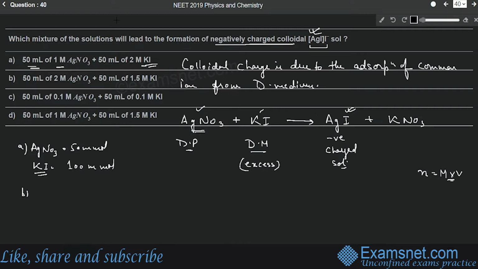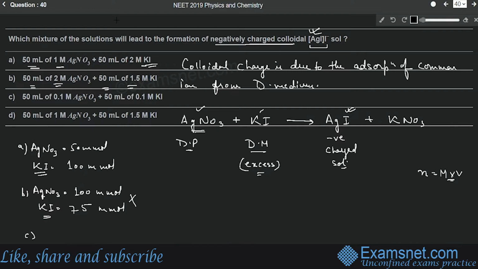In the second one, we have silver nitrate as 2 into 50, that means 100 millimole, and potassium iodide is 1.5 into 50. 5 into 5 is 25, so it is 75 millimole. So here we can see that the amount of potassium iodide is less as compared to the silver nitrate. So this cannot be the correct answer, because potassium iodide should be in excess, right? It should be more. So this is not the correct answer.